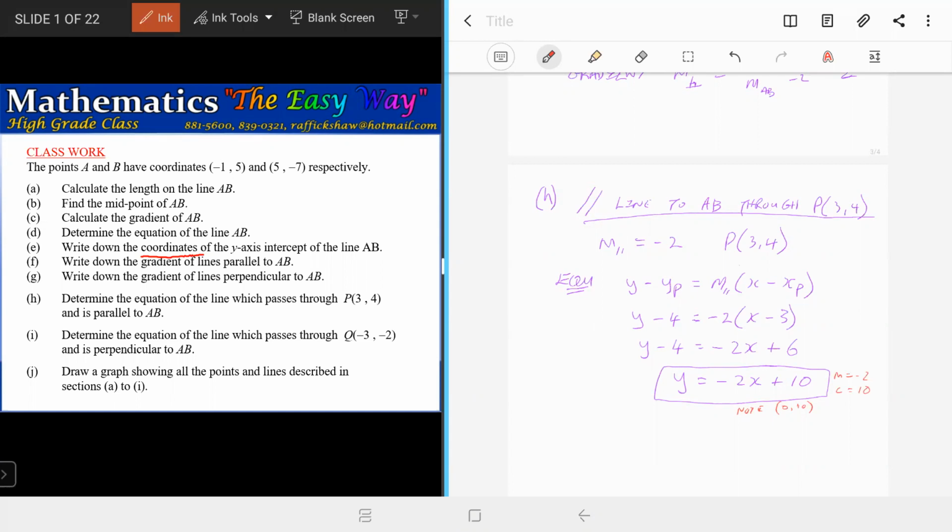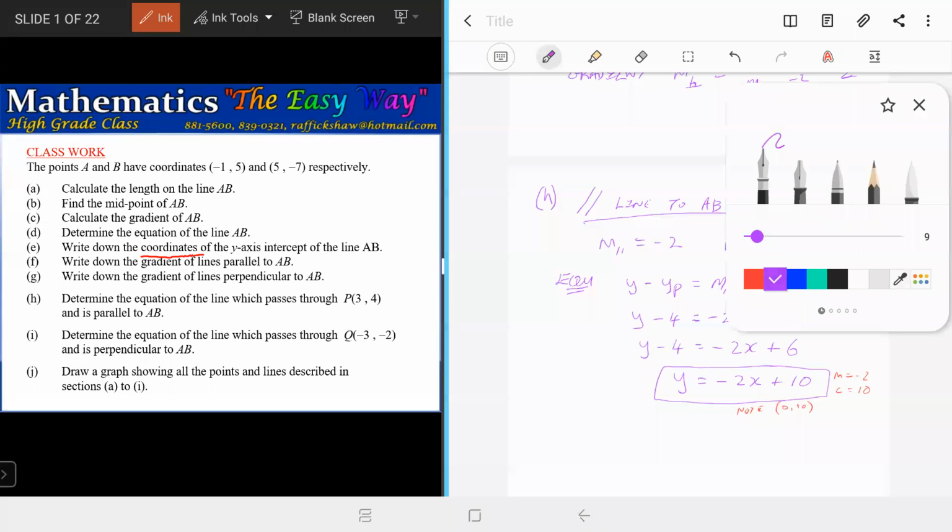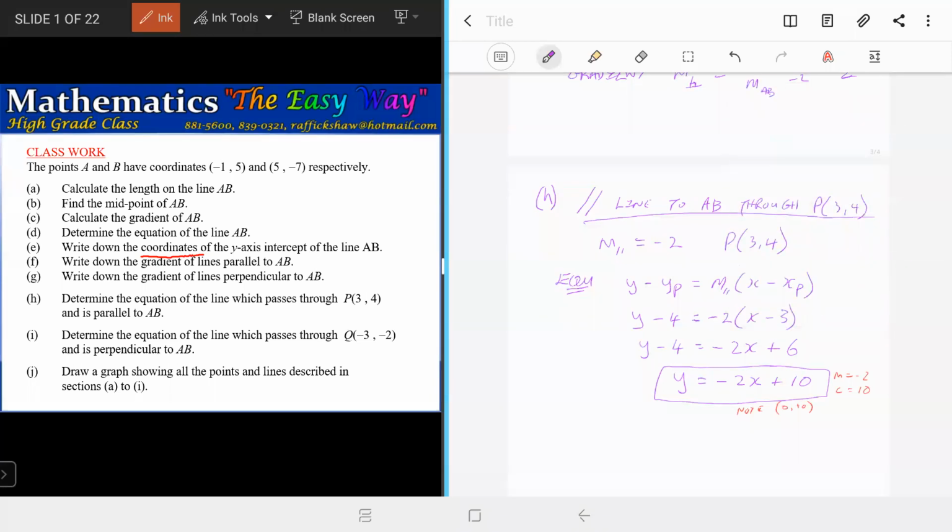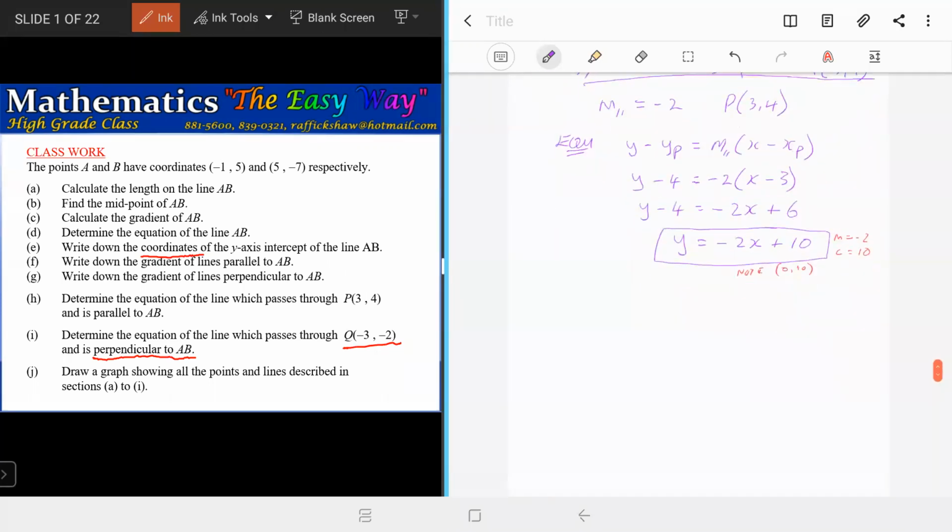All right. So that is H. That's a parallel line. The next part now, part I, is asking us to determine the equation of the line which passes through another point Q, see here? But this time it's perpendicular. So it means that we have to use the perpendicular gradient for that line, passing through the point Q. Let's make a note of it now.